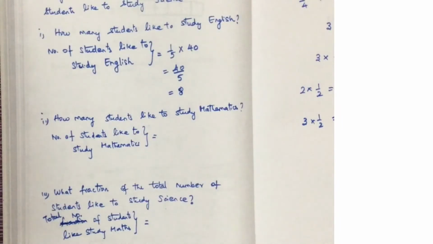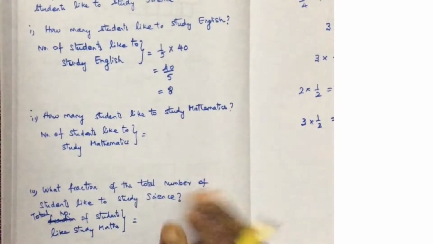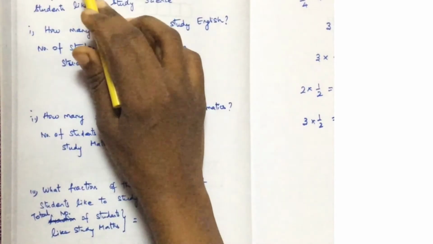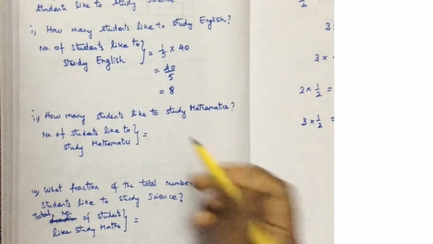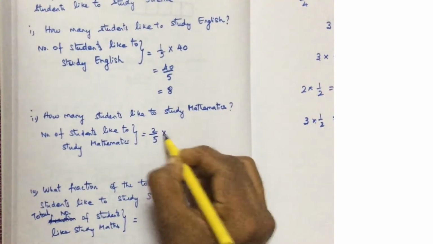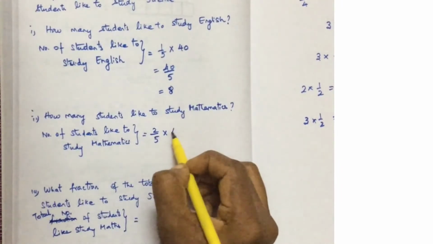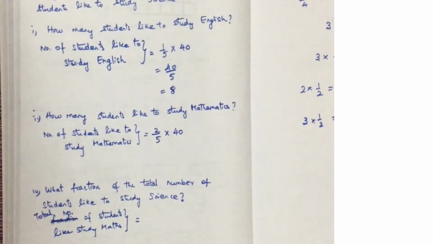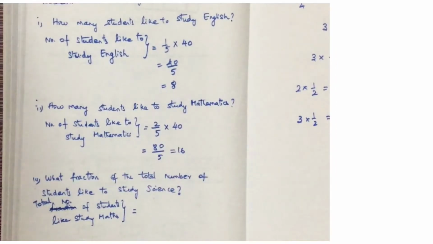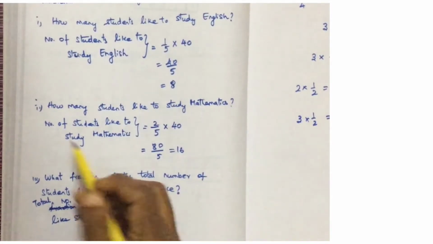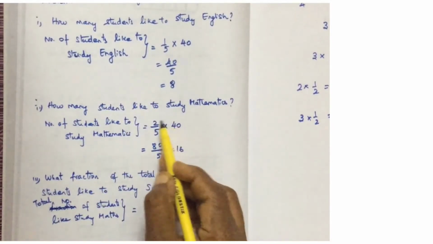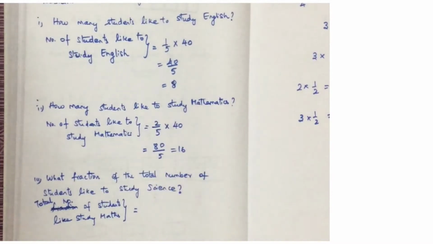Next question is, how many students like to study mathematics? The number of students who like to study mathematics is equal to, as given in the question, 2 by 5 of the total number of students. 2 by 5 multiplied by the total class strength, which is 40. Now here we can multiply 40 by 2 to get 80, divided by 5, that is equal to 16.